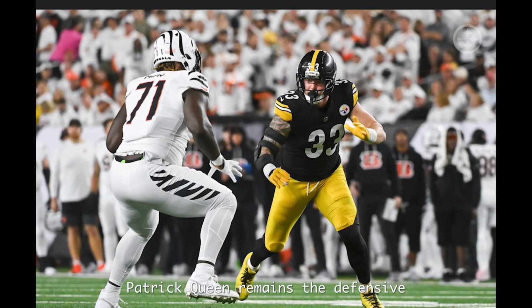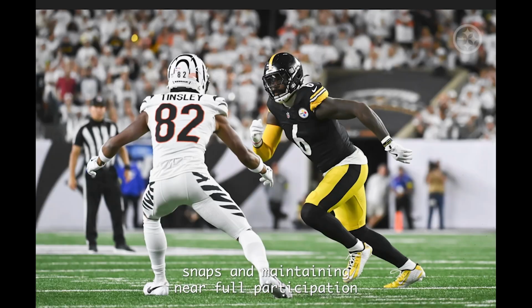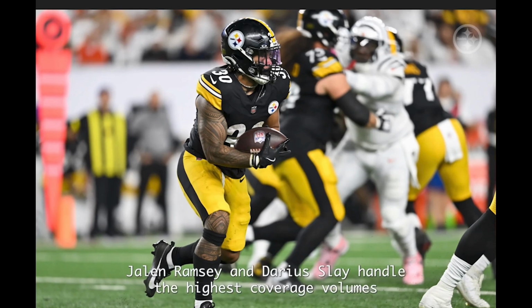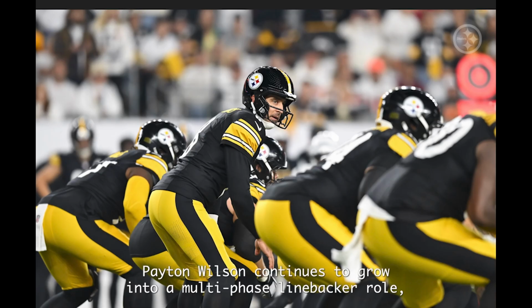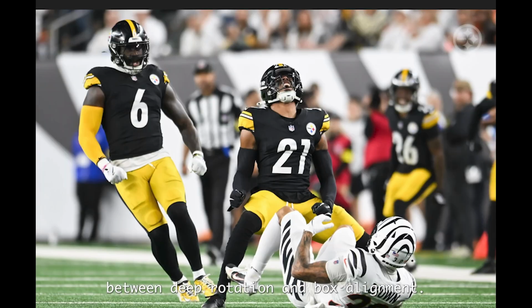Patrick Queen remains the defensive centerpiece, logging 208 total no-pressure snaps and maintaining near-full participation, 98.5%. He leads all defenders in coverage and off-ball activity. Jalen Ramsey and Darius Slay handle the highest coverage volumes on the perimeter, while Watt and Herbig dominate pass rush deployment. Peyton Wilson continues to grow into a multi-phase linebacker role, while safeties Deshaun Elliott and Chuck Clark alternate between deep rotation and box alignment.